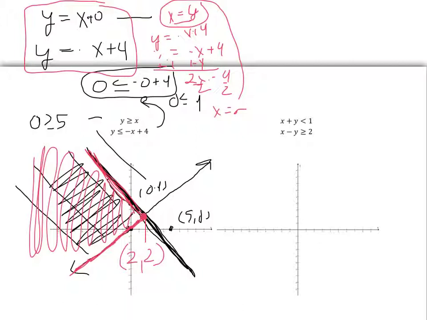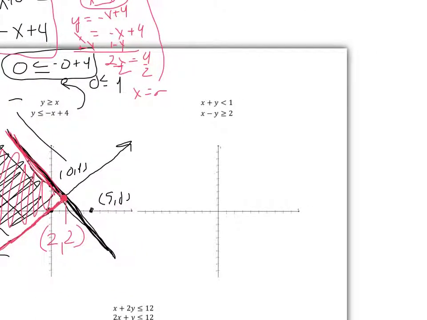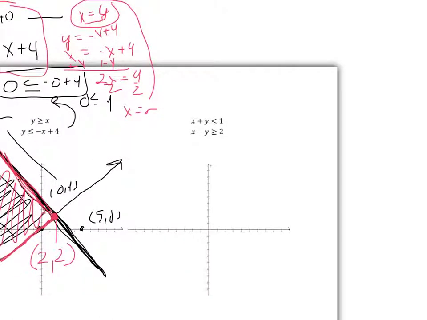Okay, so that was that one. So looking at this next one, let me move this over. We have two lines. The first one we have is x plus y is less than 1. So here we're going to be using a dashed line, so I'll just draw a little dashed line to remind me. And we're going to graph x plus y equals 1. So I can solve this for y by subtracting x from both sides. So we get y equals negative x plus 1.